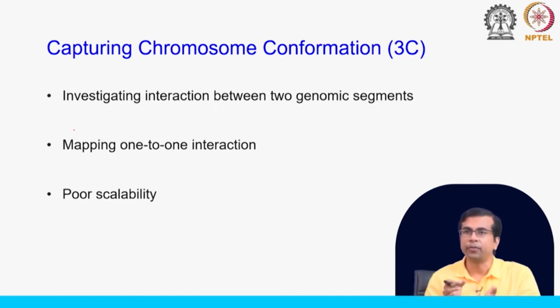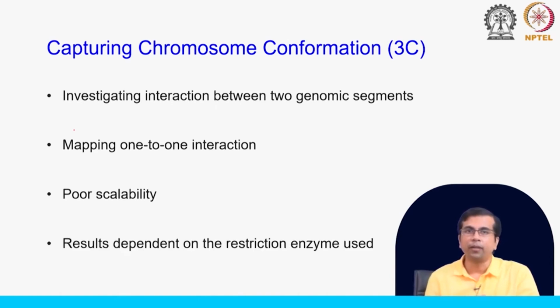And 1000 is already a small number. For a big genome like the human genome, you can have millions of these interactions, and you cannot scale this up. Also, the results are dependent on the restriction enzymes that we use to some extent, but you can counter this by using different restriction enzymes and looking at the interaction patterns.